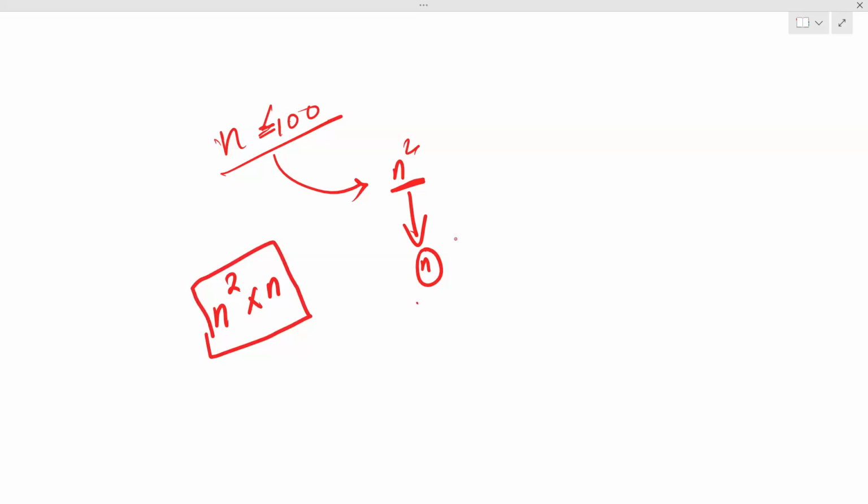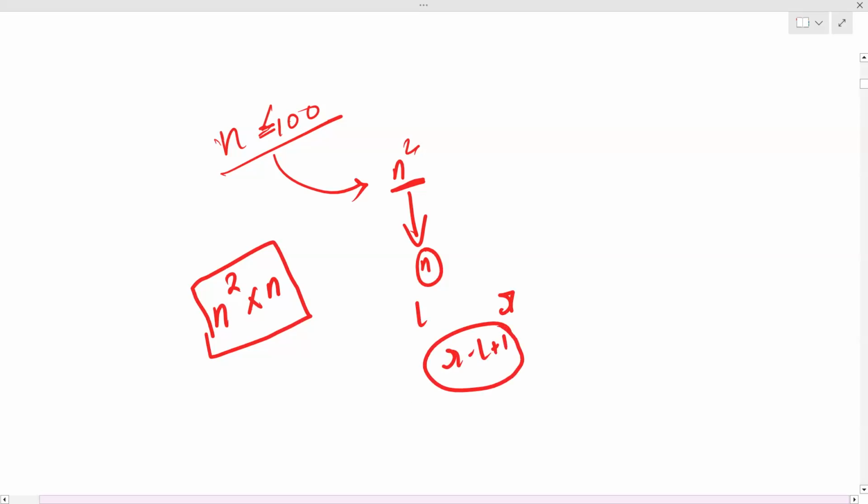And if you find that the current substring from L to R is a palindrome, you can take your answer to be the maximum of answer or R minus L plus 1. That is the length of the current substring. Is it clear? Yes, no, anything? Okay, so this is what I have done here.